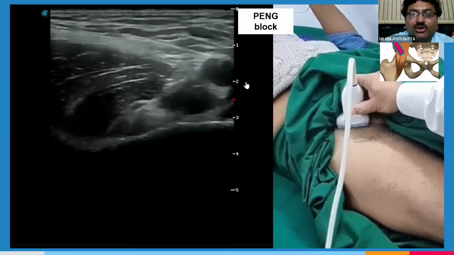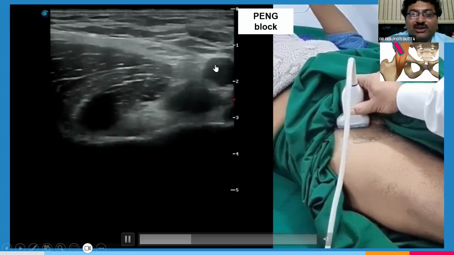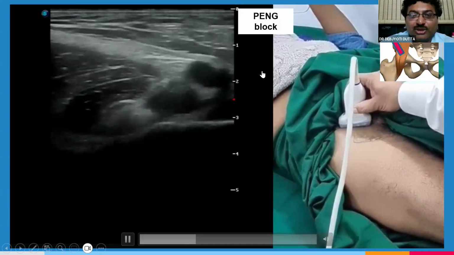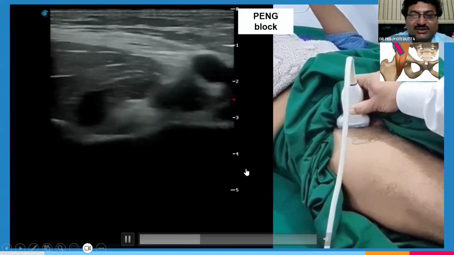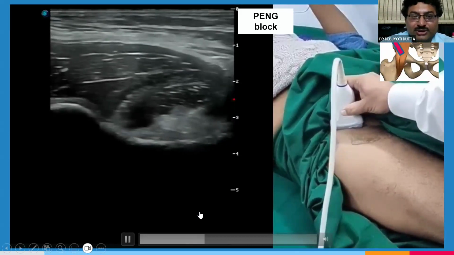And below, obviously, medially there will be the femoral nerve and femoral vessels. This is the femoral artery and this is the femoral nerve.